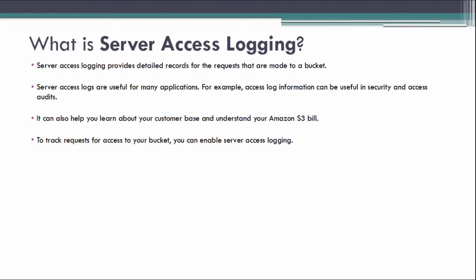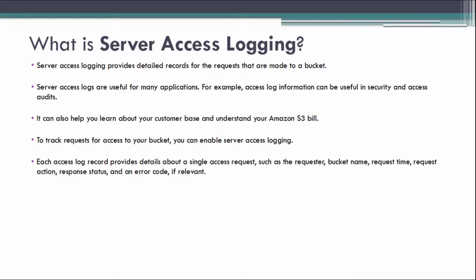So what is server access logging? It will give you detailed information about your request: who made the request, at what time, the requester's remote IP. If you want to track this information about the requests on your bucket, you can enable this feature, and you can have all the details about your access logs.